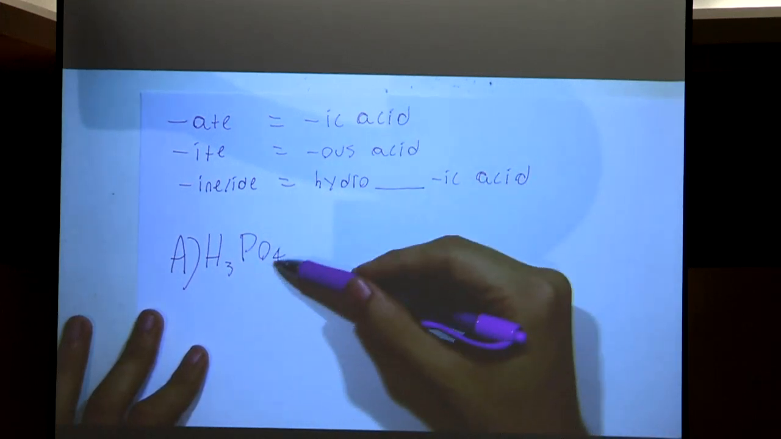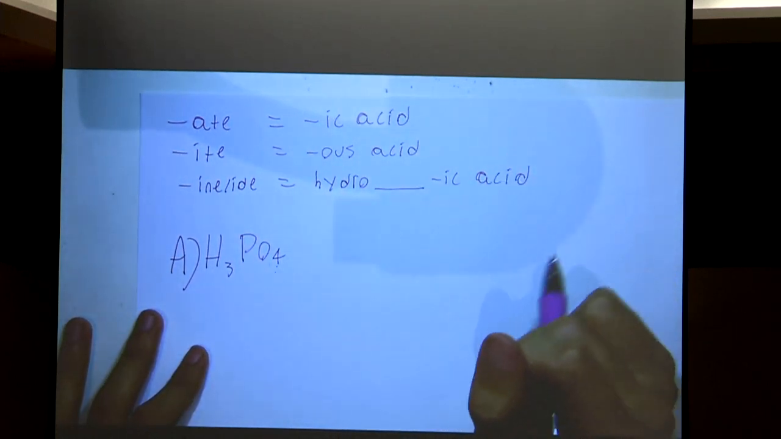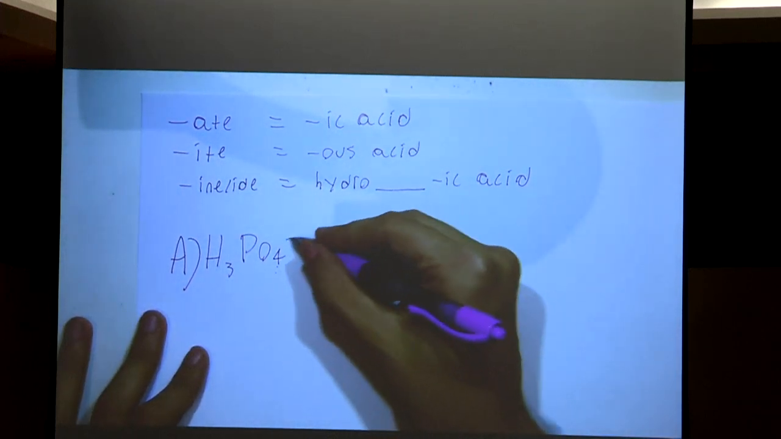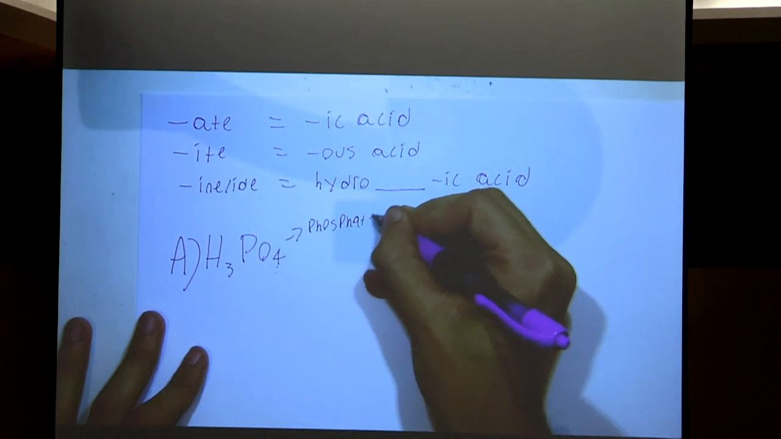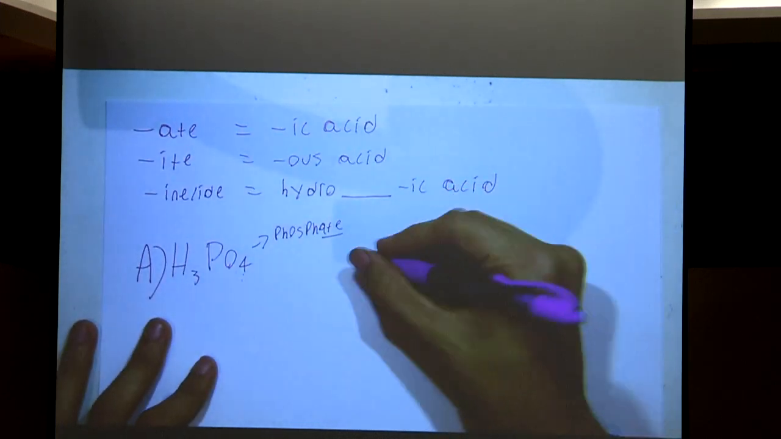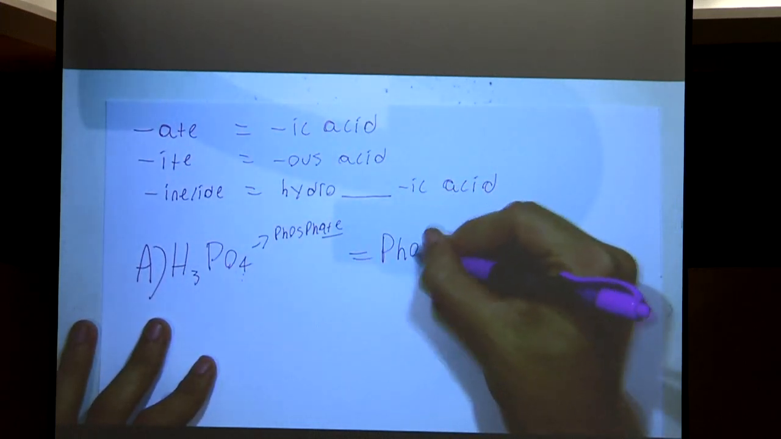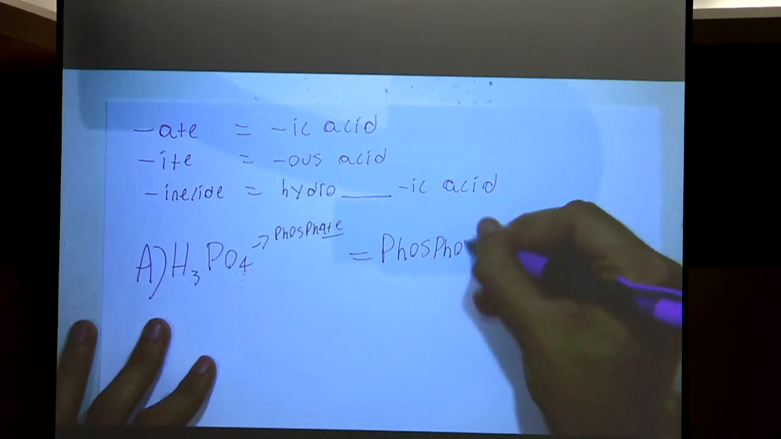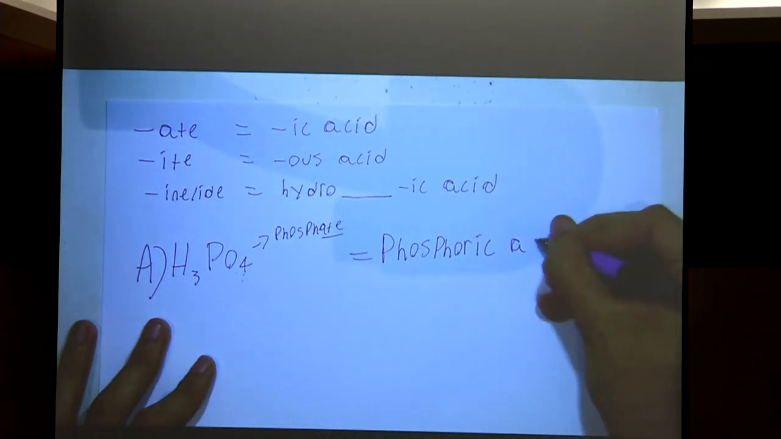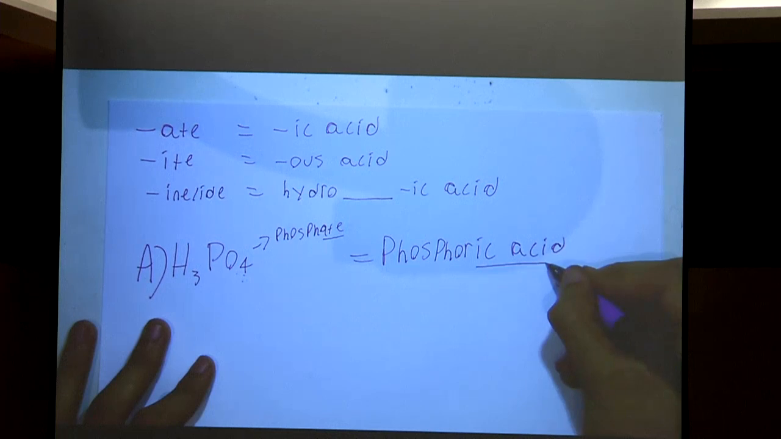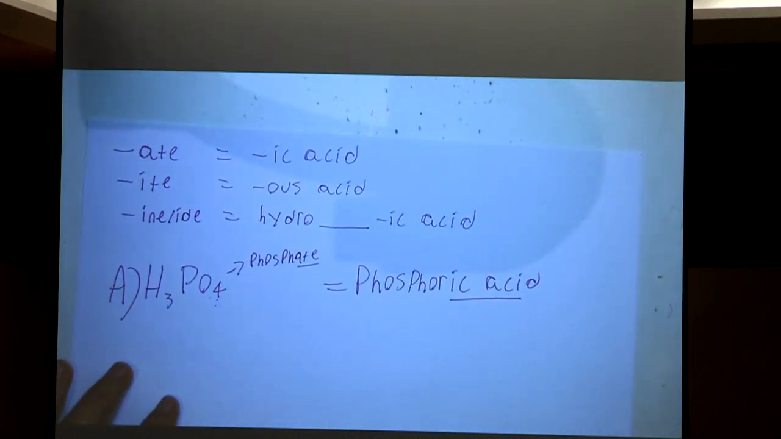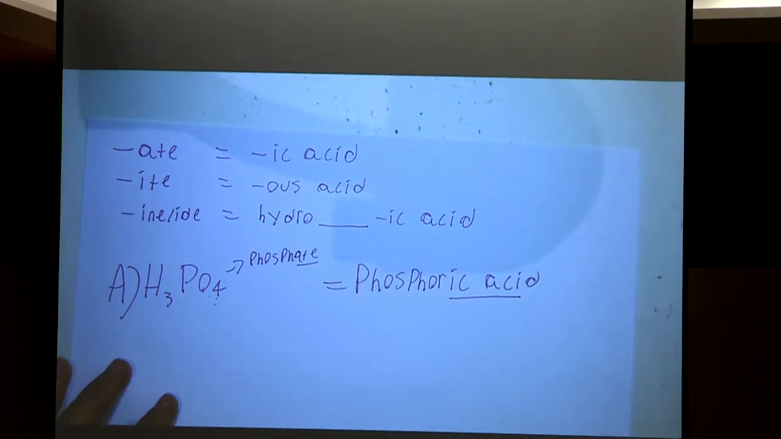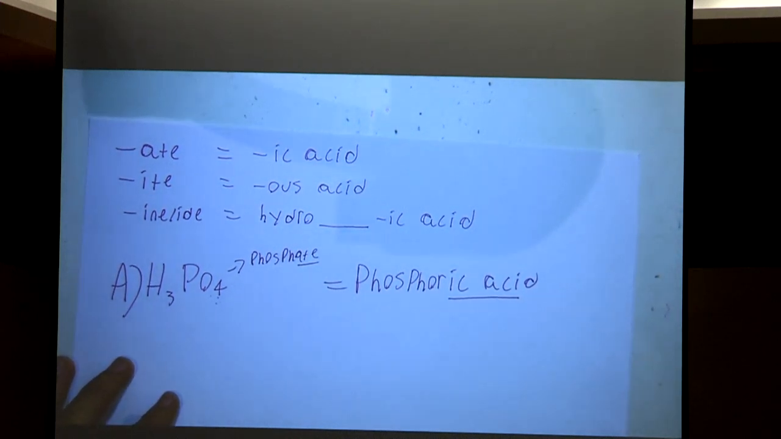H3PO4. What is PO4? Phosphate. Good. So it ends in ate, which means this is phosphoric acid. You've got that ic acid. Okay.